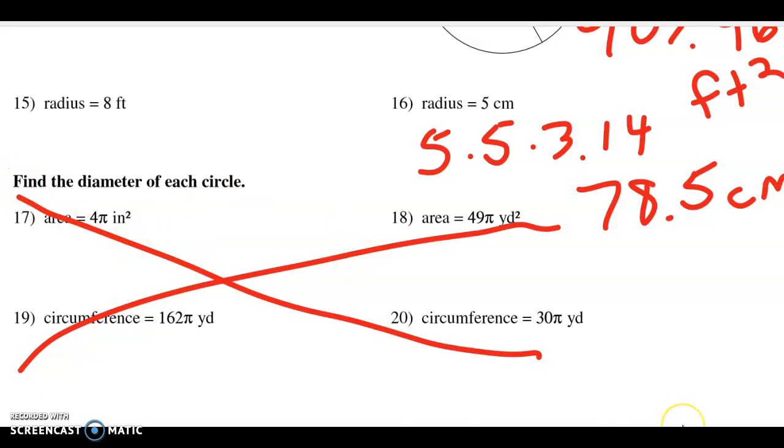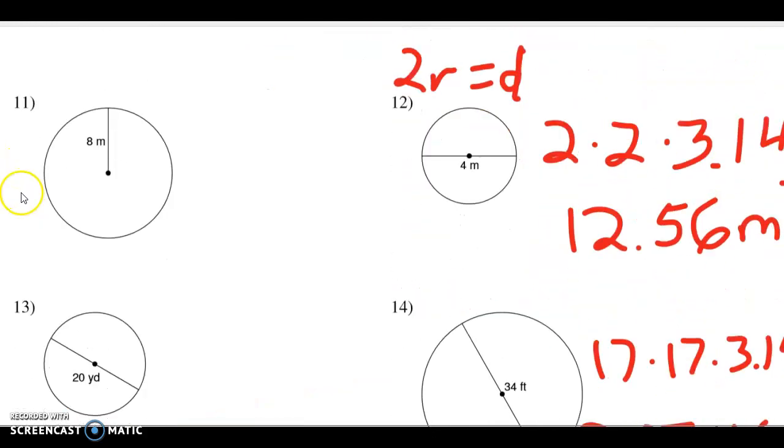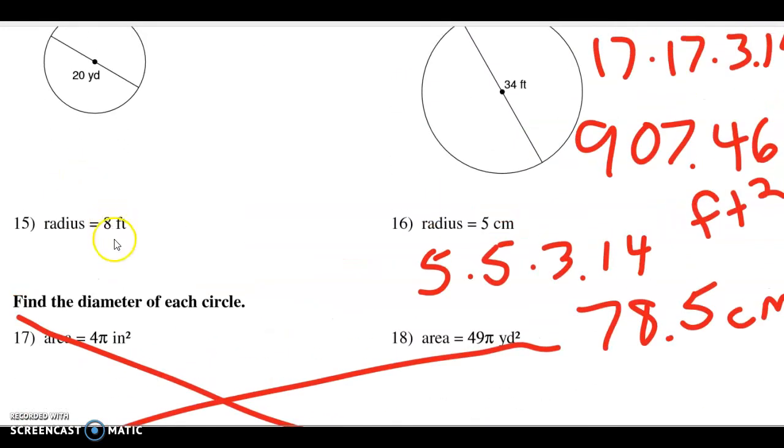All right, and you will notice when it says down here, it gives you area and circumference, and I have put a big old red X over those last 4 problems. Do not work those last 4 problems. You don't have to do them. You only have to work problems 9, 11, 13, and 15.